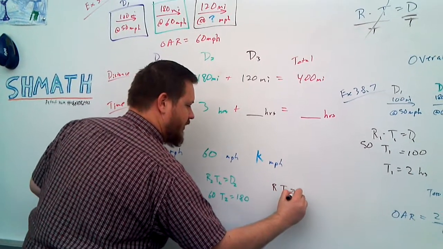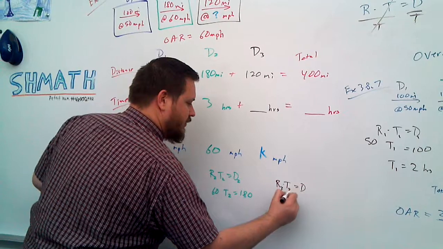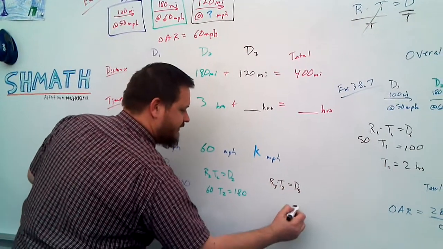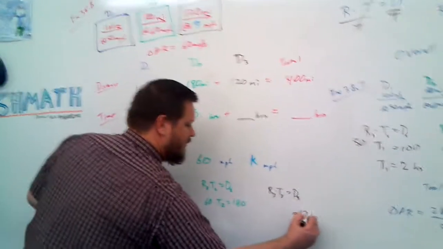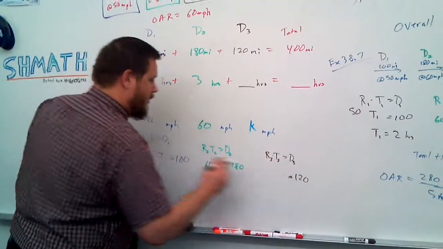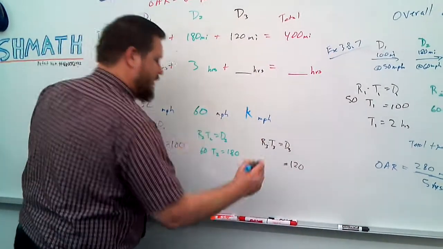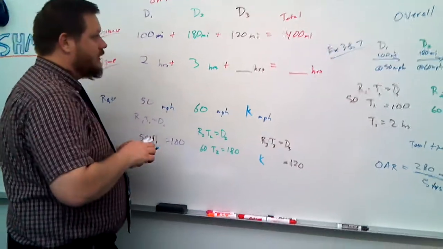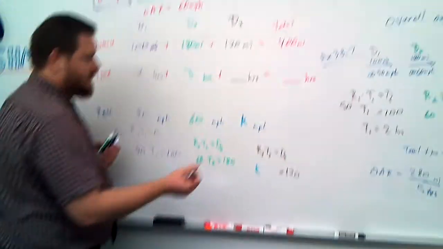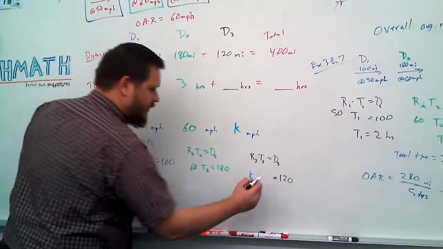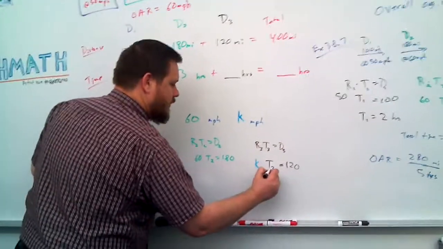And for the third leg of the journey, we have rate times time equals distance. Third leg distance, 120 miles. Third leg rate, we don't know. Let's call it K for right now. And do we know what the time is for the third leg? No. Boy, that's going to be a problem, isn't it?